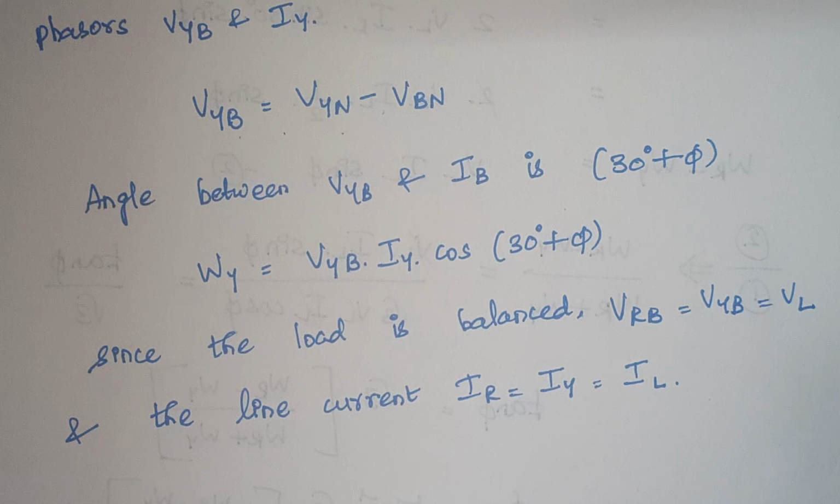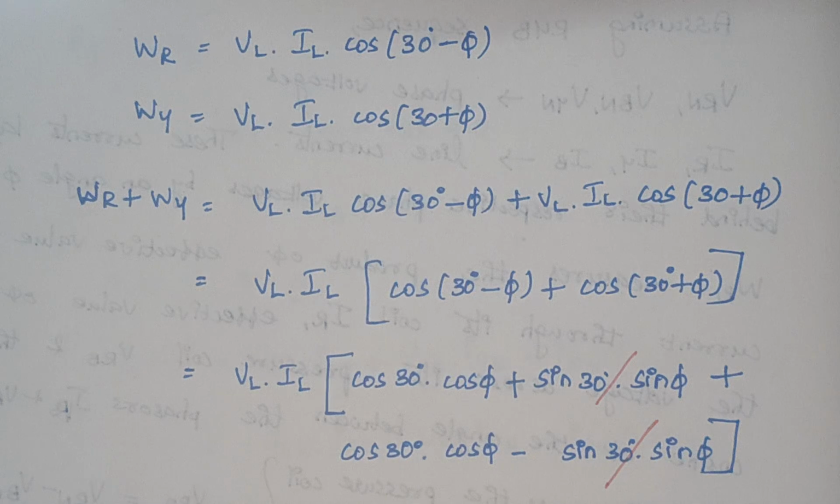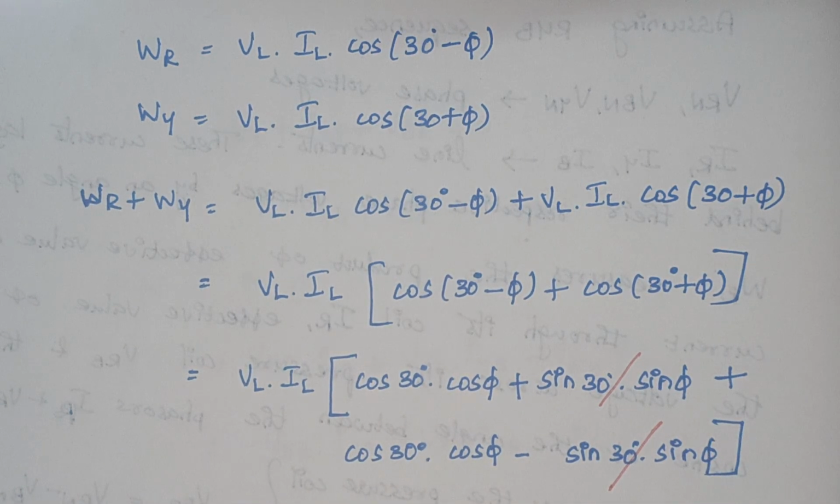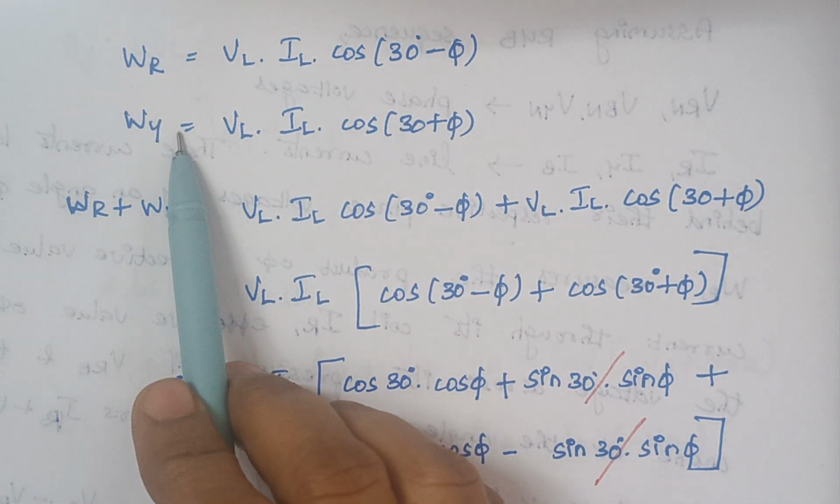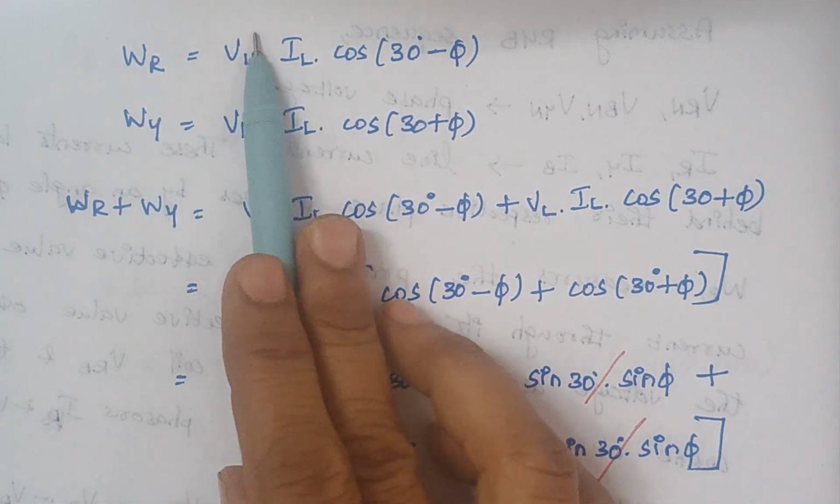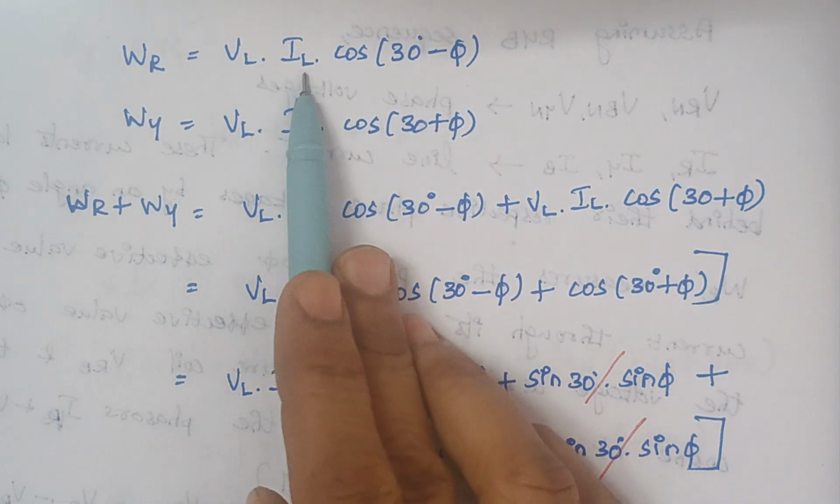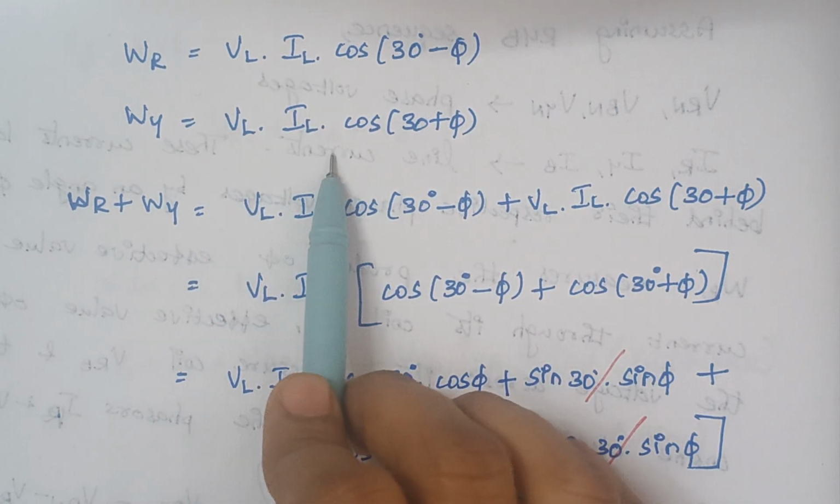Since the load is balanced, what about a balanced load? The current will be the same in all the three phases. Therefore IR is equal to IY, which is equal to IL. Similarly, the respective line voltages: VRB is equal to VYB, which is equal to VL. So now we have the values of WR and WY. We have replaced VRY by VL and similarly IR by IL, and the same here.